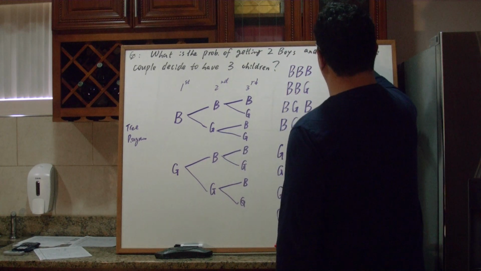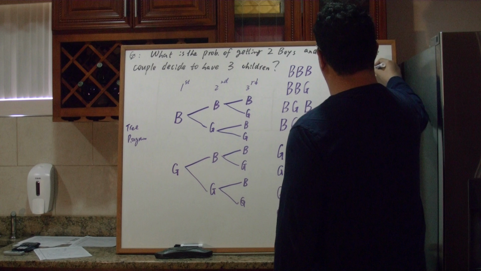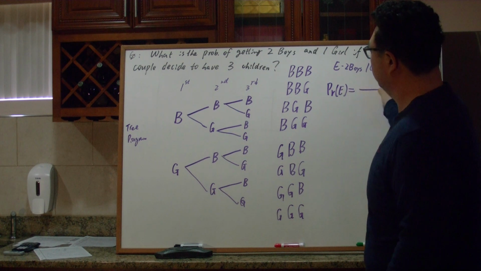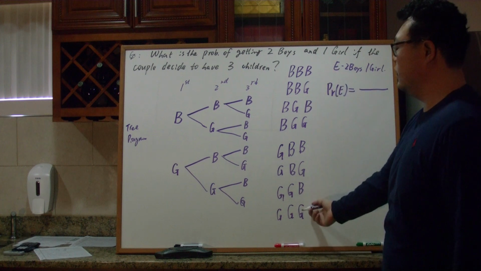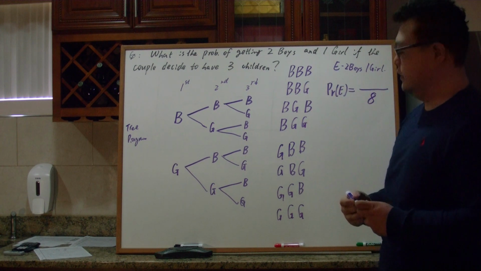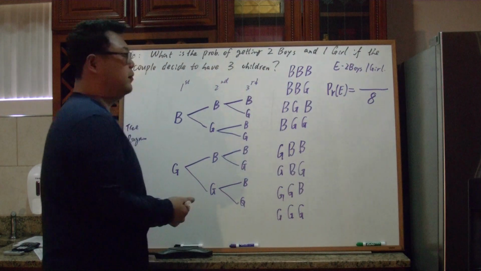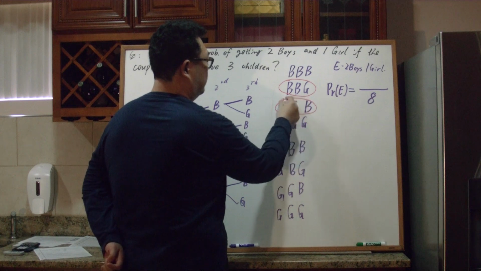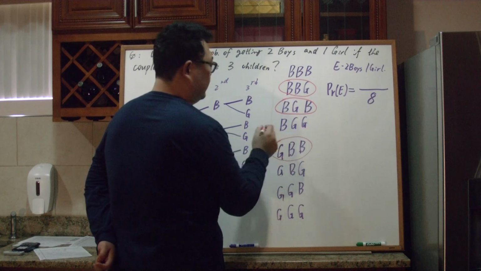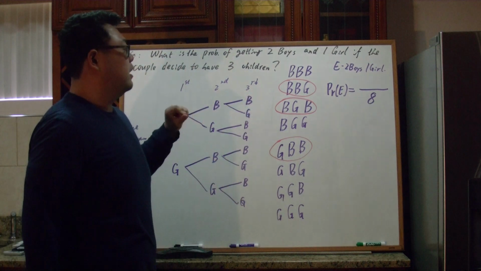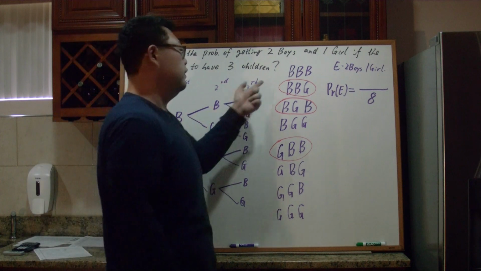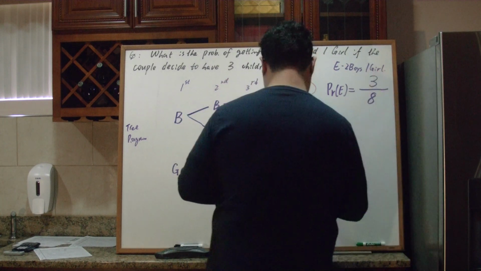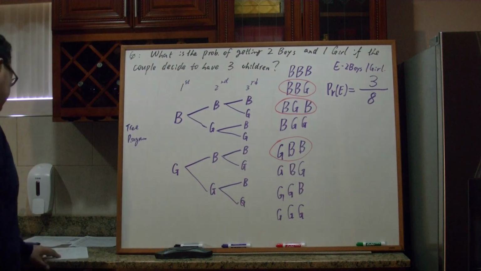Alright, let's denote E to be 2 boys and 1 girl from the couple. Then the probability of E: it's no doubt that there are 8 different outcomes in our sample space. Then to be 2 boys and 1 girl, we have boy, boy, girl, and girl, boy, boy, and the first a girl, the second two boys. Those 3 follow the condition to be 2 boys and 1 girl. So we have this probability to be 3 out of 8.